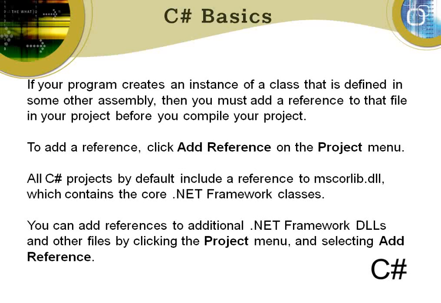If your program creates an instance of a class that is defined in some other assembly, then you must add a reference to that file in your project before you compile your project. To add a reference, click Add Reference on the Project menu. All C# projects by default include a reference to mscorlib.dll, which contains the core .NET Framework classes. You can add references to additional .NET Framework DLLs and other files by clicking the Project menu and selecting Add Reference.